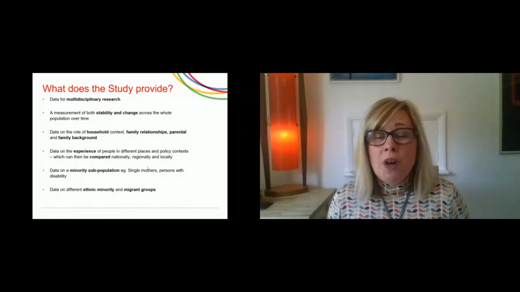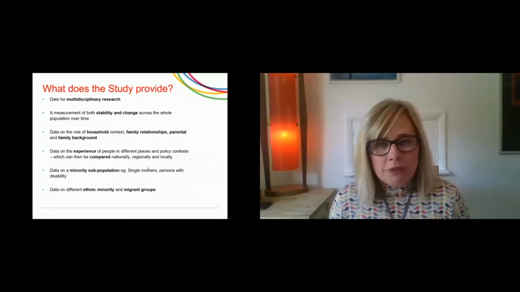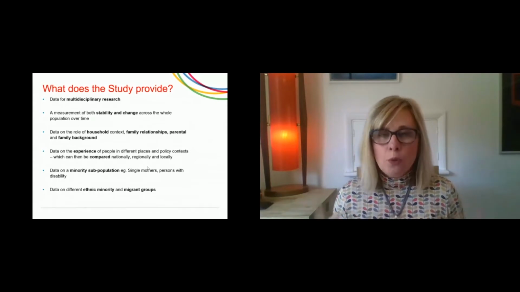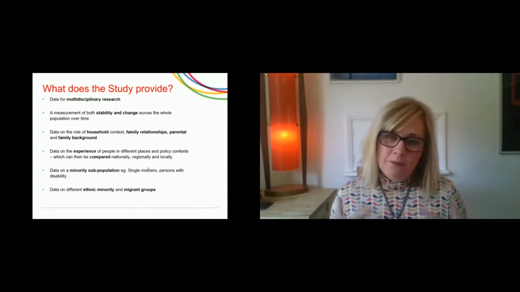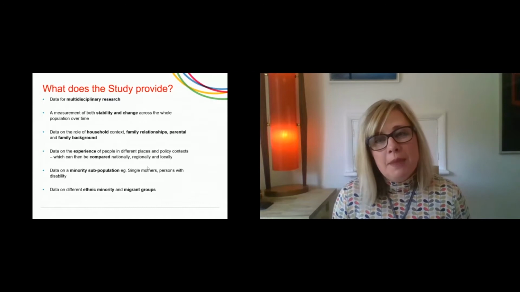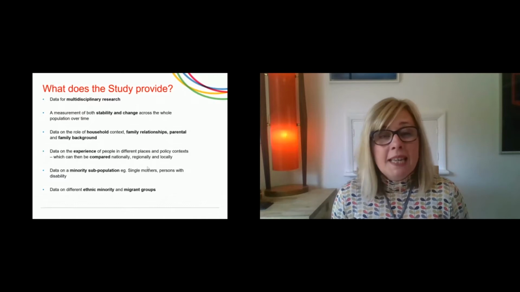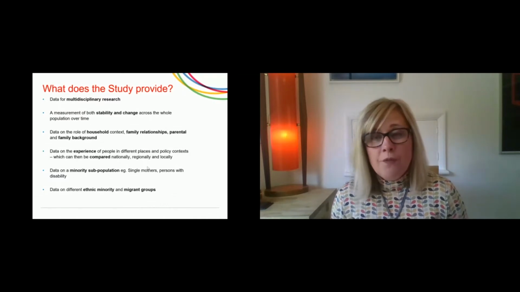So what does the study provide? Well, in a word, data. But data for multidisciplinary research. Remember, we cover all of those topics, so we can facilitate multidisciplinary research. We're providing a measurement of both stability and change across the whole population over time. We're providing data on the role of the household context, family relationships, parental and family background, data on the experience of people in different places and policy contexts, which can then obviously be compared nationally, regionally, and locally.